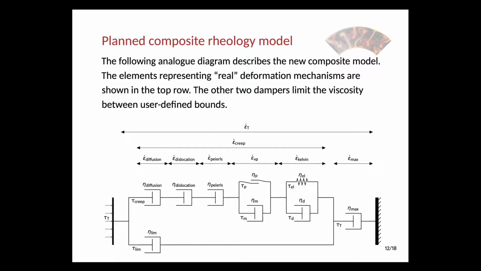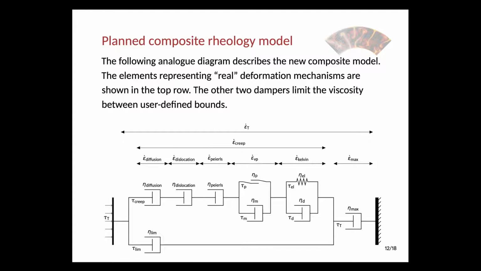Then all of those 5 real, in inverted commas, deformation mechanisms are put in parallel with a very simple viscous element. So this is another viscous damper. And this damper essentially just limits the strain rate, so it gives you a minimum viscosity. And then finally, that entire bundle is put in series with another viscous element, and this viscous element is extremely stiff, and that just controls the maximum viscosity. So all of those components together give you what we have planned for our composite rheology.